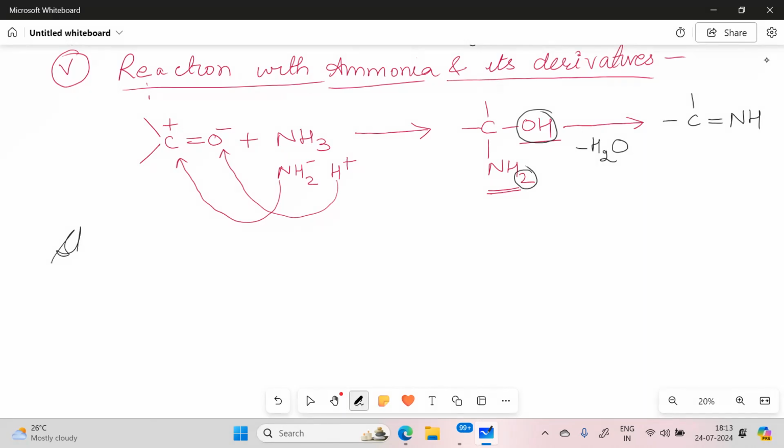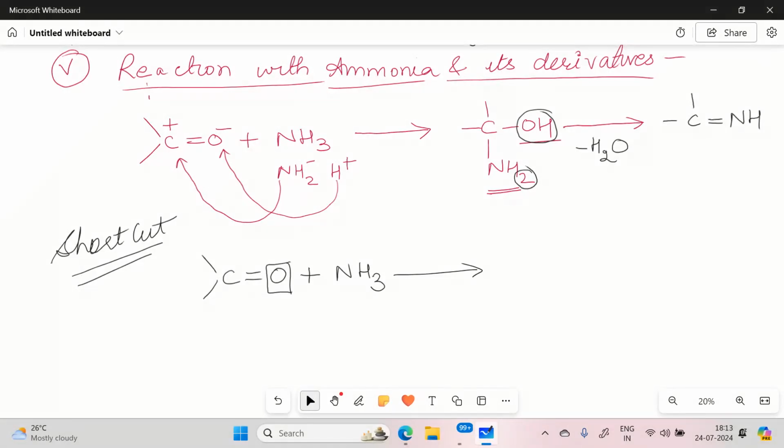Now I will tell you the shortcut method, how we have to do these reactions. This is the aldehyde or ketone and this is ammonia. Remove oxygen from aldehydes or ketones and H2 from here. So out of 3 hydrogens, if you remove 2 hydrogens, then what is left? 1 nitrogen and 1 hydrogen. Combine the remaining part, 1 nitrogen and 1 hydrogen, NH. So that is the same product.